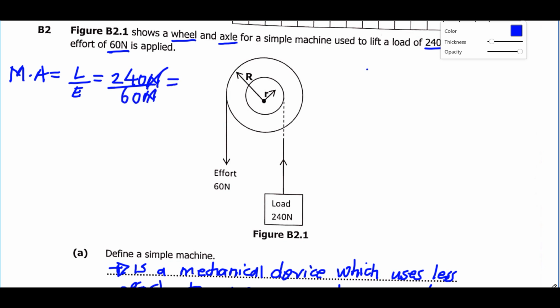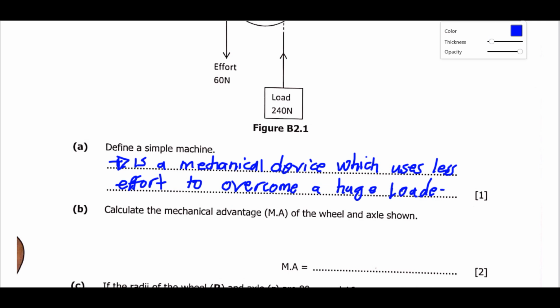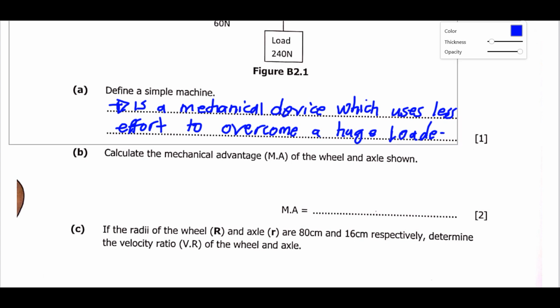So remember, this is a ratio, so we don't have to put units. So 240 divided by 60 will give us 4. So for this question, we are getting a value of 4. So that is our mechanical advantage.